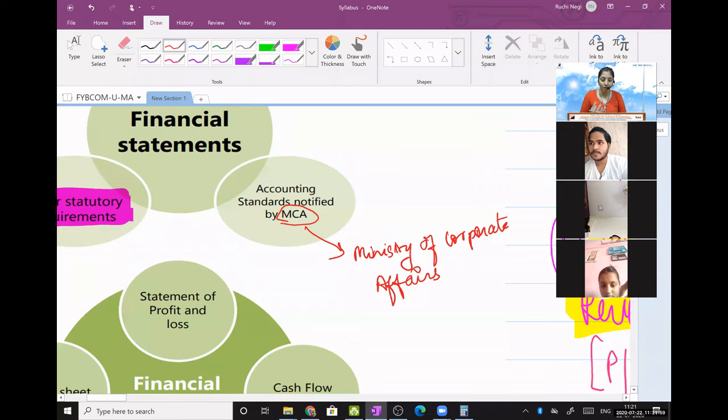It's a legal body, a statutory body, which has all the companies which are registered as per the Indian Companies Act 2013. So, accounting standards are notified by MCA. And what are accounting standards? Your accounting standards 1, 2, 3, like accounting standard 32, which is given by ICAI, Institute of Chartered Accountants of India. But who notifies it? It is notified by MCA.